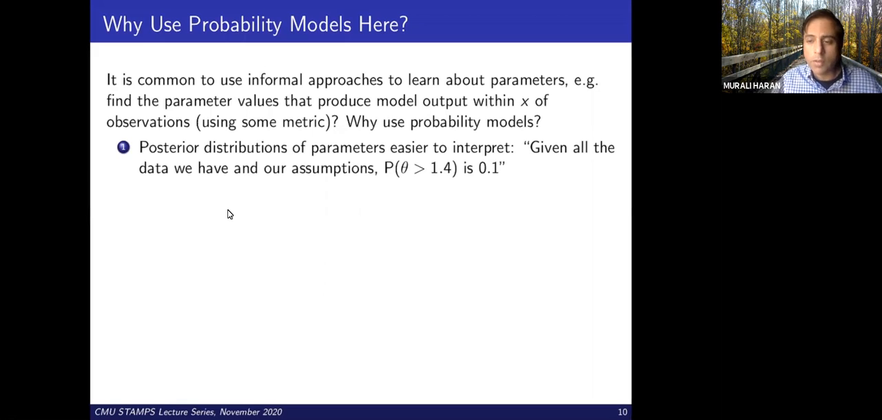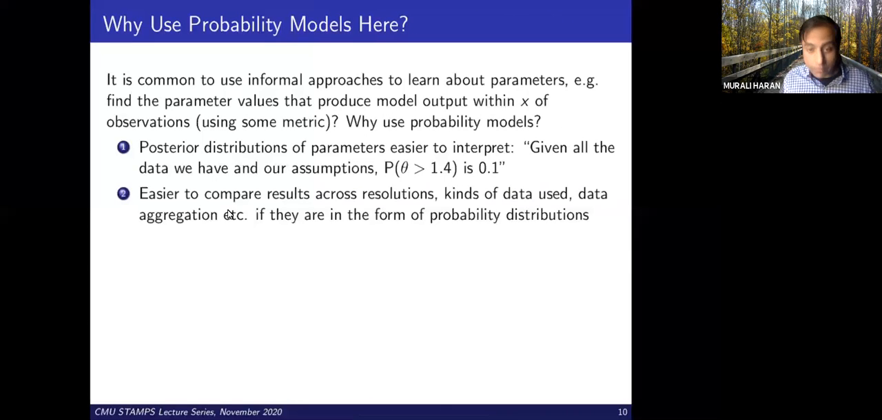So if I go through a Bayesian approach, which I'm going to describe, to do inference for this, the posterior distributions of the parameters, so what I've learned about the parameters, given all the assumptions and the data I have, they end up being easier to interpret rather than this parameter gave me model output that was within blah of the observations. That's awkward. It's a lot nicer to say, given all the data we have and our assumptions, the probability that this parameter is greater than 1.4 is 0.1.